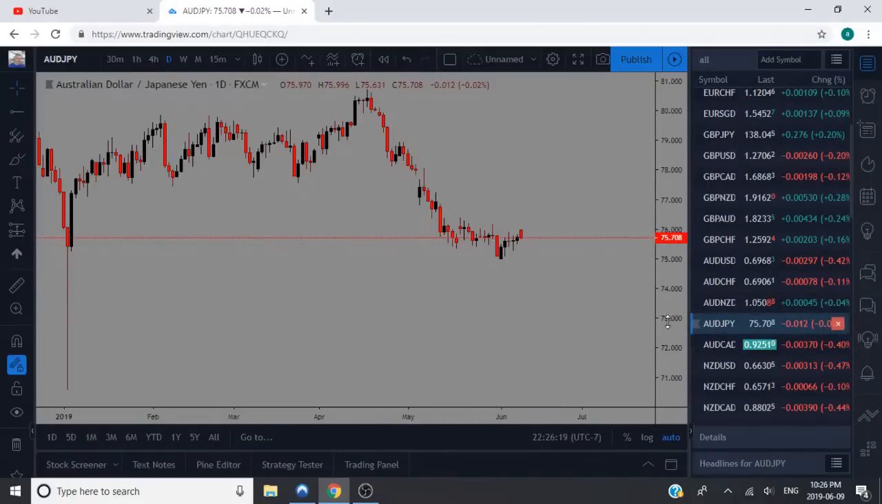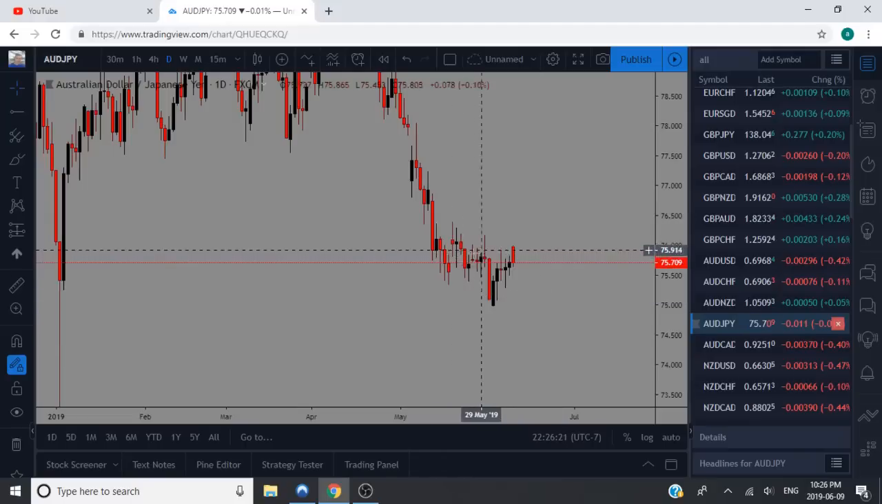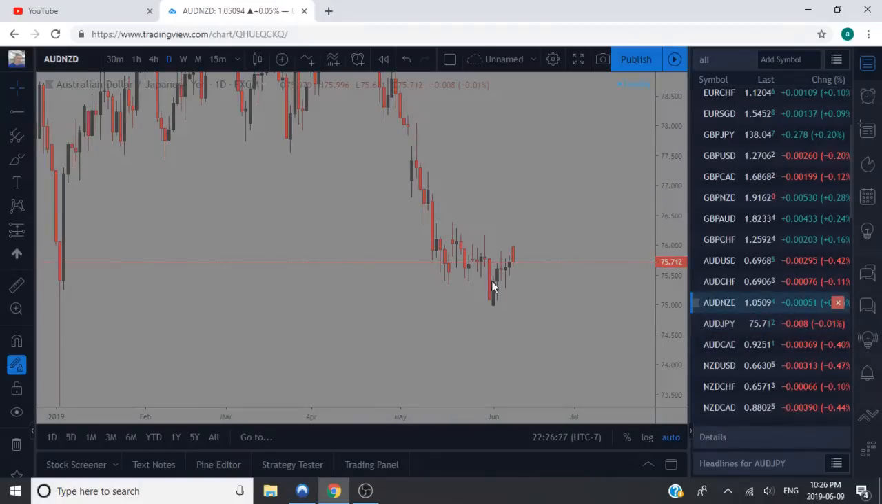Aussie yen. No, we're skipping it. I don't like this at all. You got some supply up here, but we're going to skip it for now.